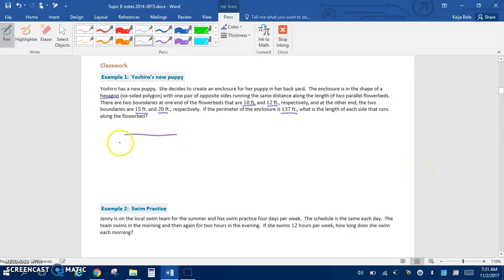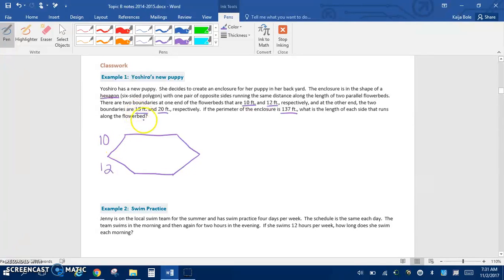So we're drawing a hexagon, 6 sides. Not very good at drawing these, but that's okay. Alright, so I've got 6 sides. And then they told us that there are two boundaries at one end of the flower beds that are 10 and 12 feet respectively. So I'm going to put 10 and 12 on these sides.